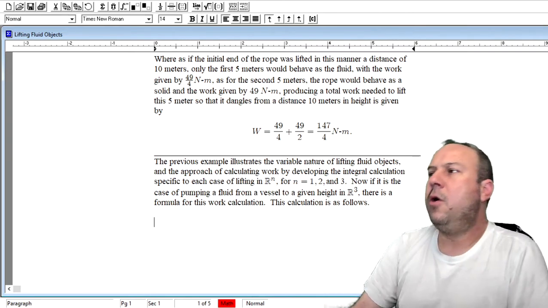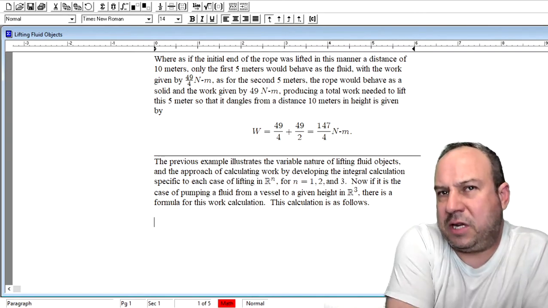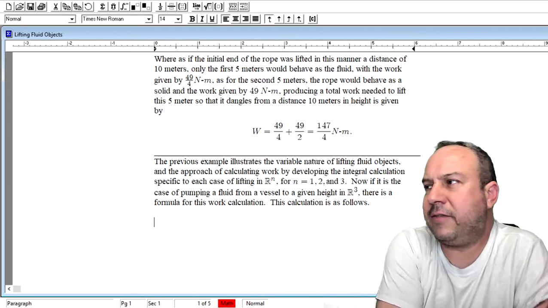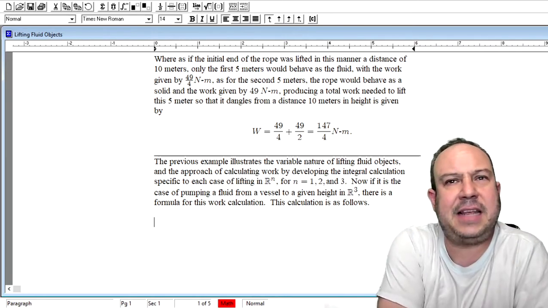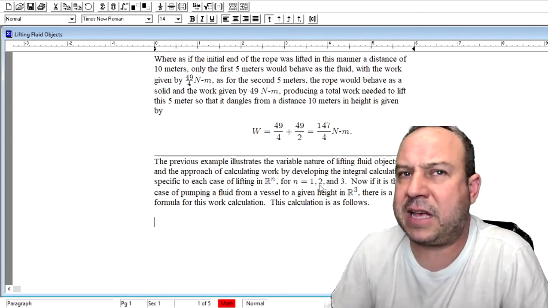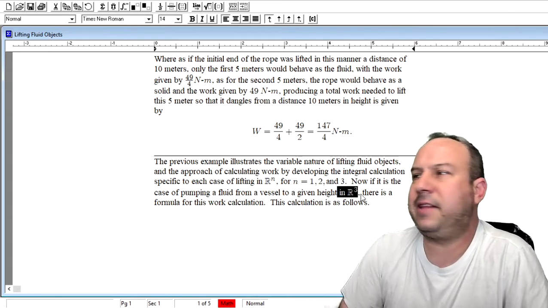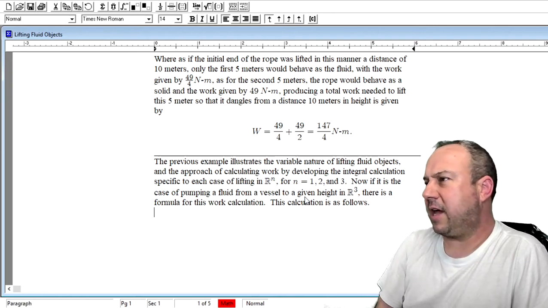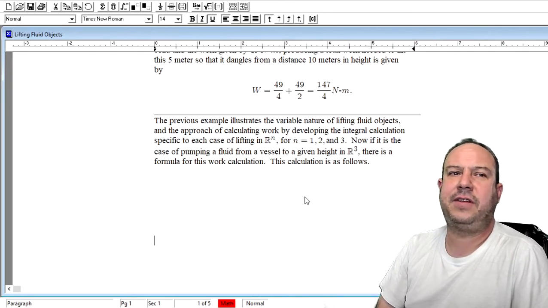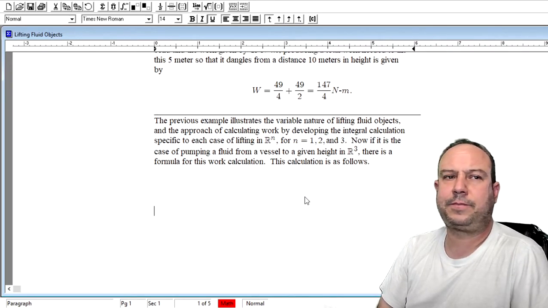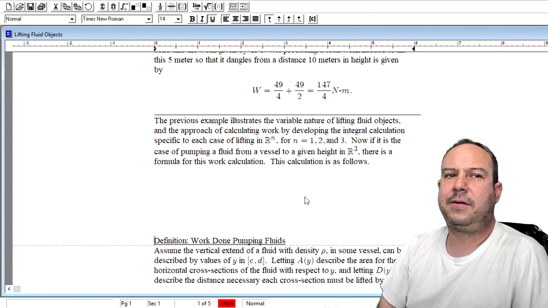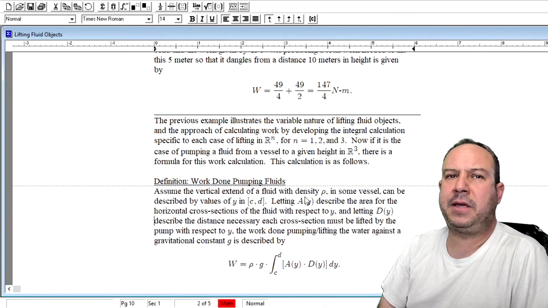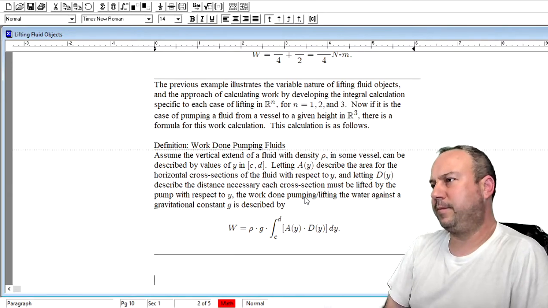There is one specific case, though, that we do consider here, where we are given a formulation in the book, and that is the case of pumping a fluid from a vessel to a given height in 3-dimensional space. There is a calculation for this, and it is given as follows. This is work done pumping fluids.